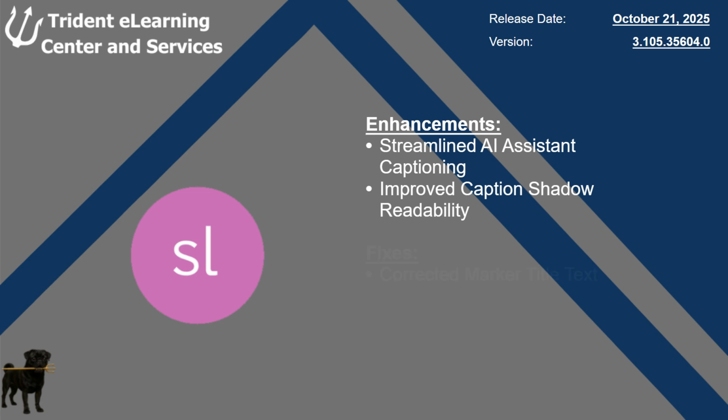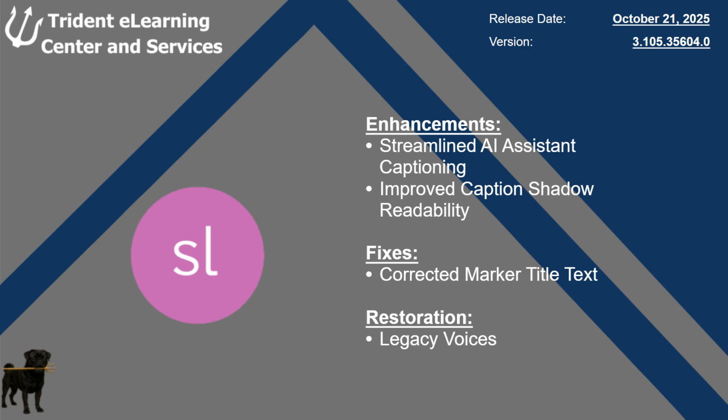The single fix in this update resolves an issue where a marker's title text disappeared when accessible text was turned off. Finally, the AI-generated voices that were removed in the previous update have been restored. To access them, simply close and reopen the Generate AI audio window.